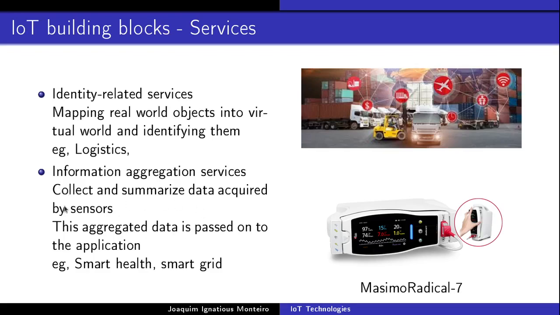The information aggregation services. This is what we typically use in the health field, health IoT applications. So here what you see is a patient data acquisition system. It can connect to the internet. It's a Maximo Radical 7. It's a very handy thing. So you see the user just putting it, just like a big smartphone there. It just plugs into the patient. It shows the vital signals, all those things.